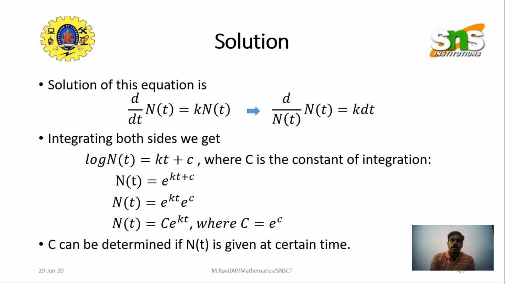So e power kt plus c can be written as e power kt into e power c. So N of t equals C into e power kt, where capital C is some constant. I am representing e power c as C. So C can be determined if N of t is given at a certain time.